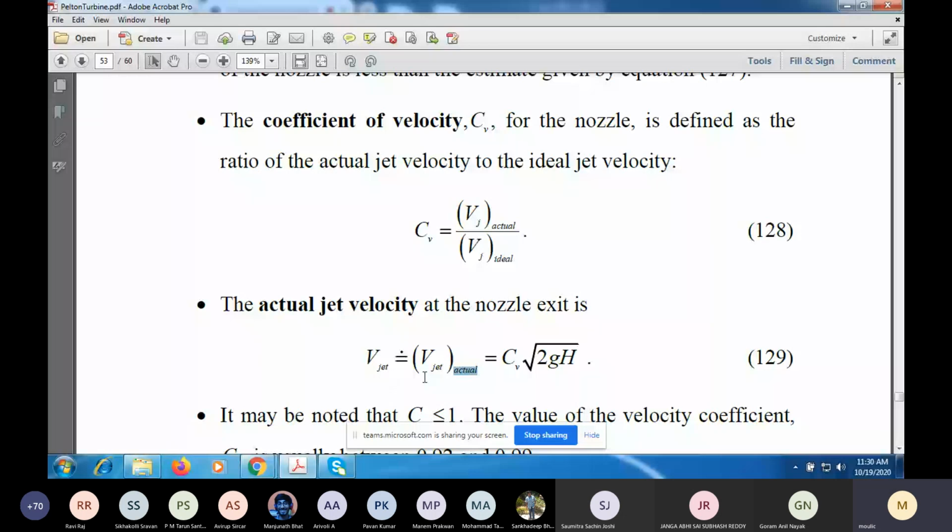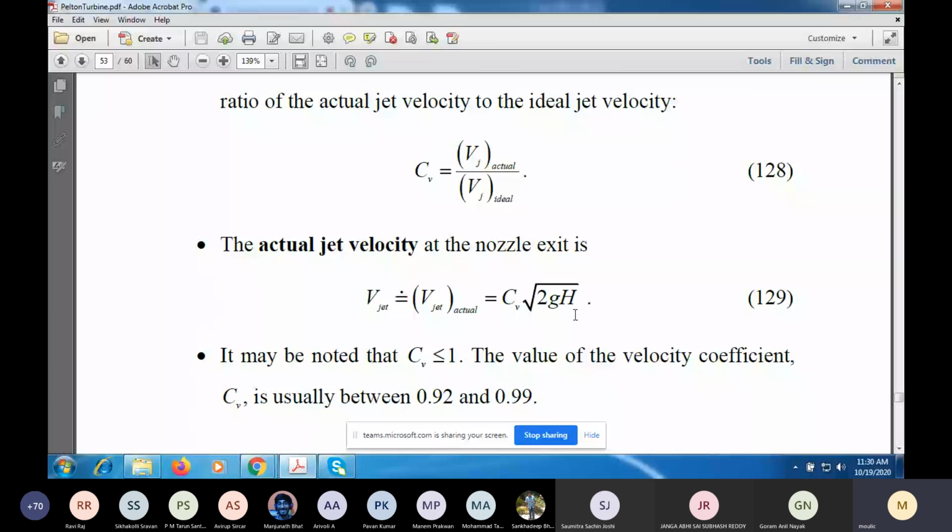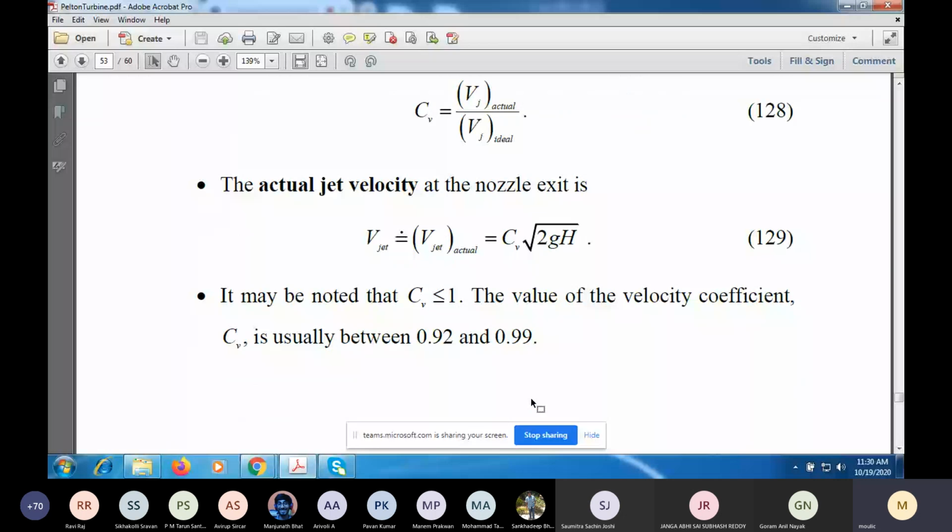Okay. So the jet velocity is Cv times the ideal jet velocity, which is square root of 2gh. And as you can see, the way this has been defined, Cv will be less than or equal to 1. Typical values lie between 0.92 and some authors say 0.98, some say 0.99. If you have a well-designed nozzle, then the Cv can be up to 0.99. So the losses inside the nozzle are between 8% and 1%. If there's an 8% loss, then Cv will be 0.92.